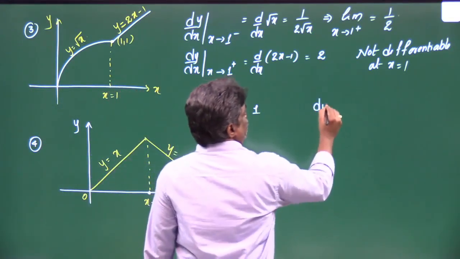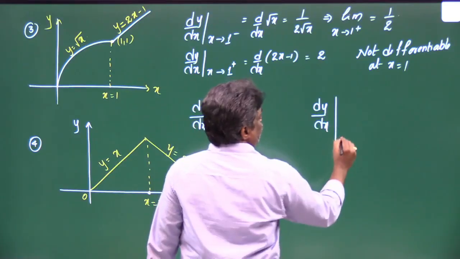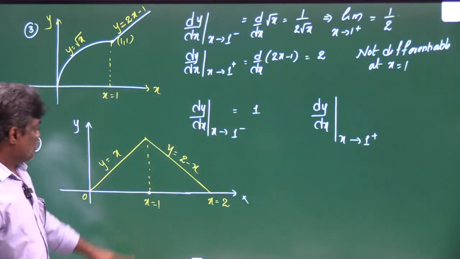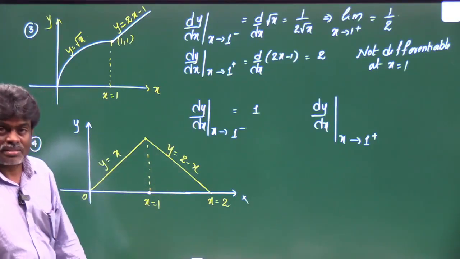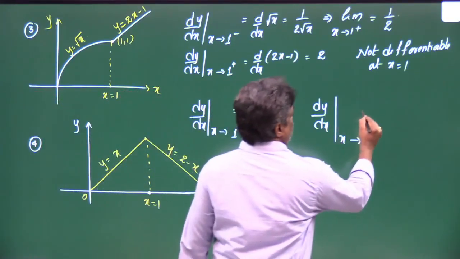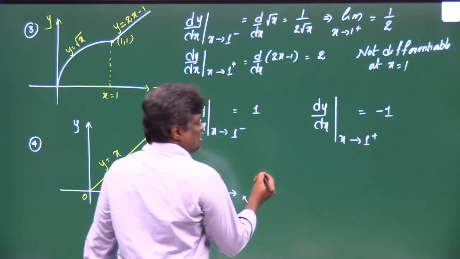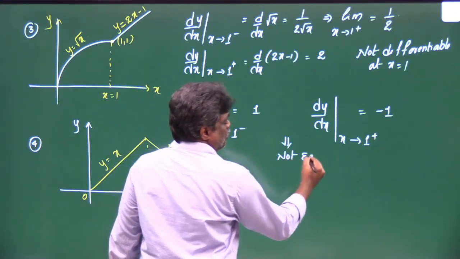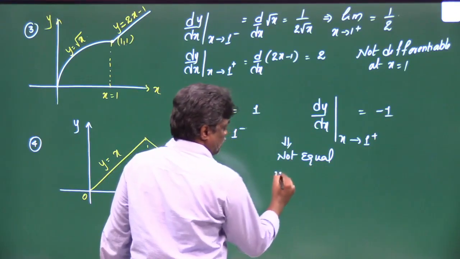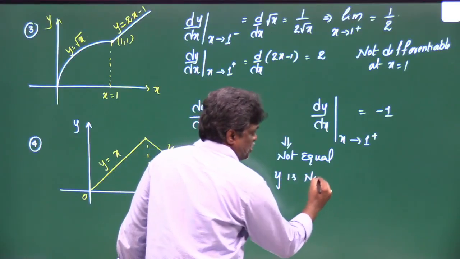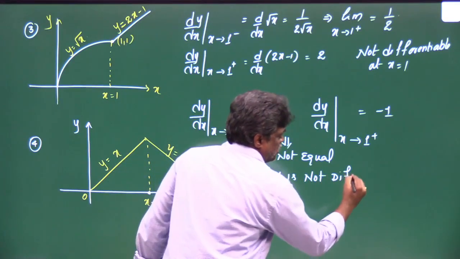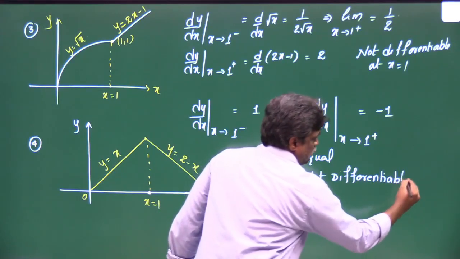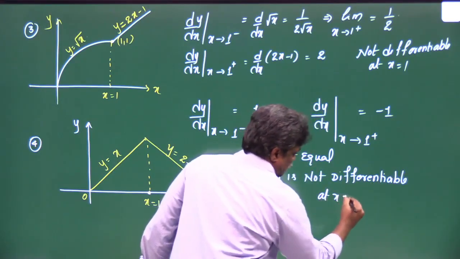Next I am taking dy by dx when x approaches 1 from the right side. So your function is y equals 2x. What is its derivative? Minus 1. And both are not the same, so both are not equal. If both are not equal, then the function y is not differentiable at x equal to 1.